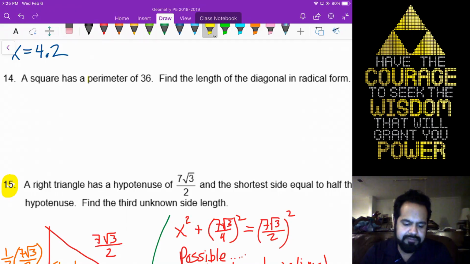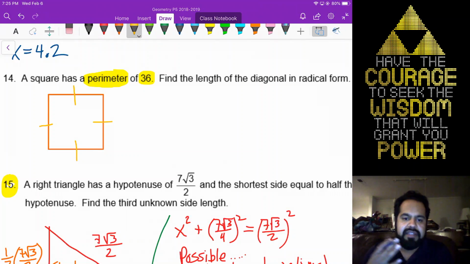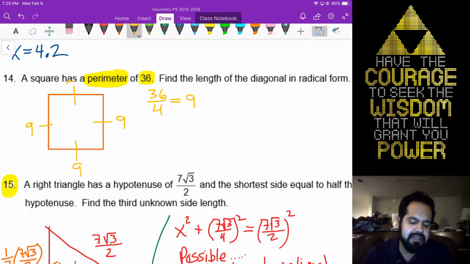Perimeter. Perimeter means when you add up all the side lengths, they add up to 36. If you remember what a square is, you will know, hey, all four sides are equal. Okay? That means boom, boom, boom. Take your 36 divided by 4, right? They have to divide out nicely. You're going to get a 9. So 9, 9, 9, 9. Find the length of the diagonal.